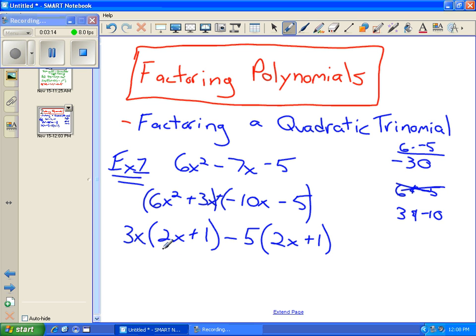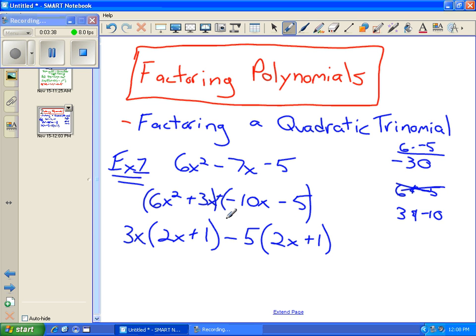Now, if you notice something here, we have the exact same thing in the parentheses: 2x plus 1, 2x plus 1. That needs to happen. If you get to this point in your problem and you have totally different things in the parentheses, you did something wrong, and you need to go back and figure out where you messed up. You may have picked the wrong numbers, or you may have made a factoring mistake somewhere along the way. So make sure at this point you check that you have the same thing in the parentheses, which I do.